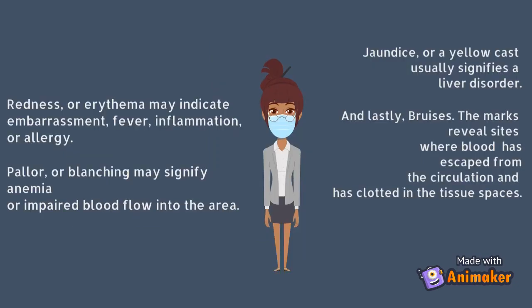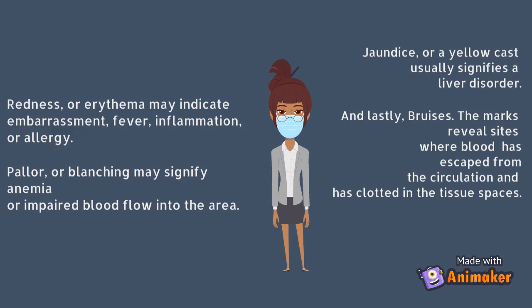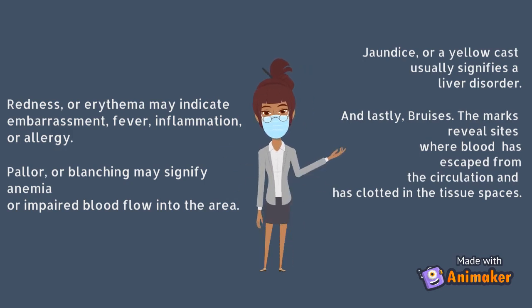Emotions also influence skin color. Redness or erythema may indicate embarrassment, fever, inflammation, or allergy. Pallor or blanching may signify anemia or impaired blood flow into the area. Jaundice, or a yellow cast, usually signifies a liver disorder. And lastly, bruises. The marks reveal sites where blood has escaped from the circulation and has clotted in the tissue spaces.